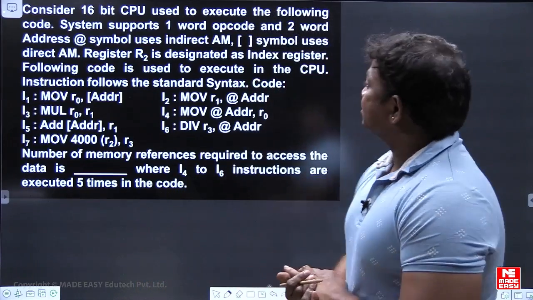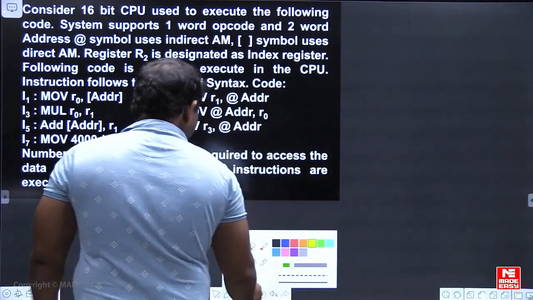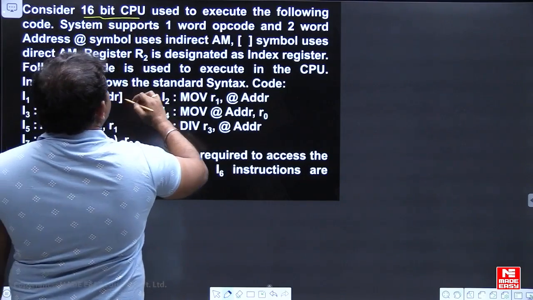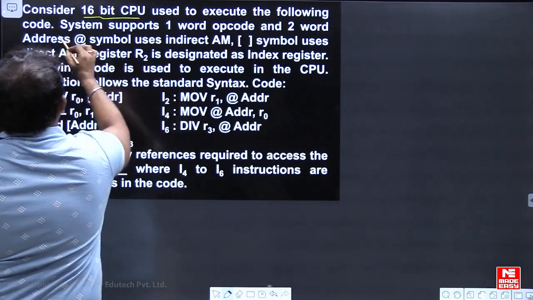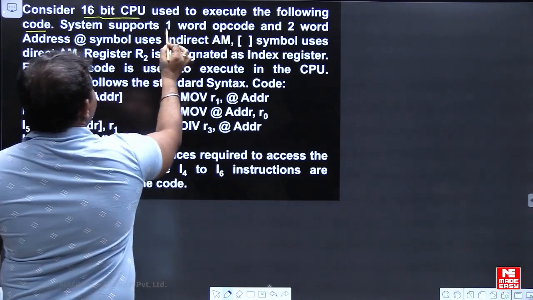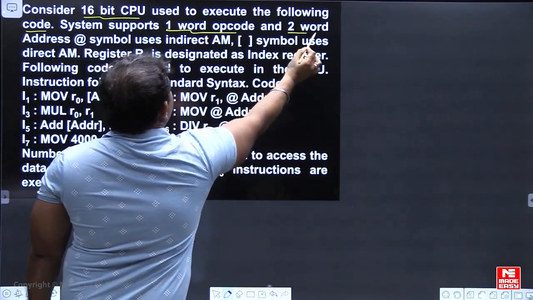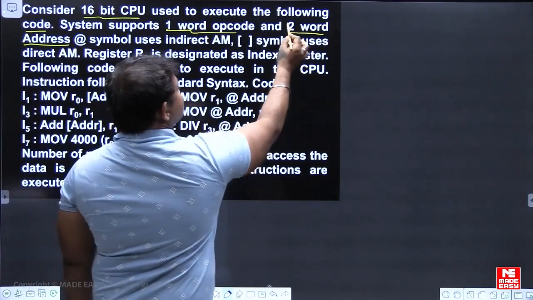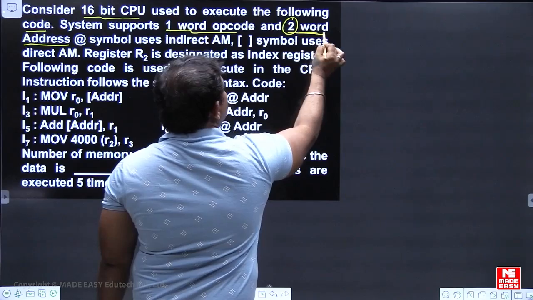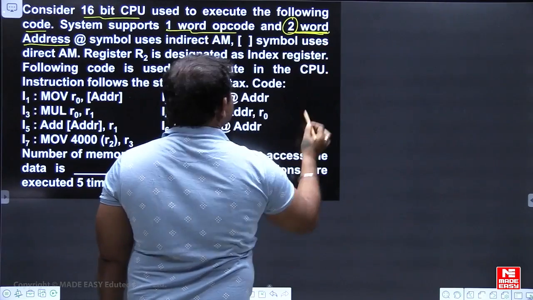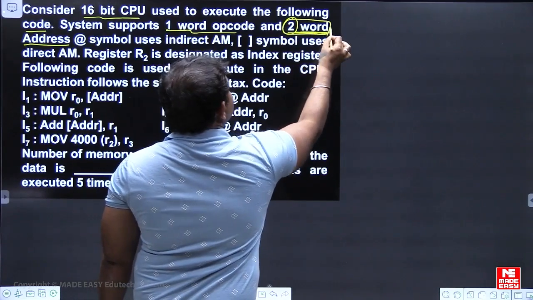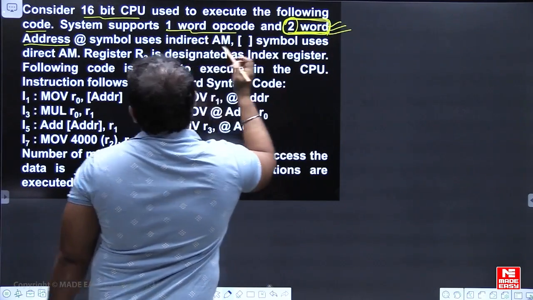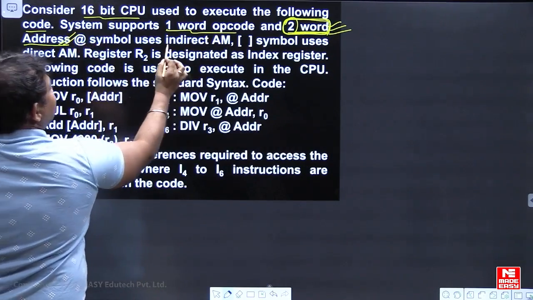Very good. See that. Consider what they mentioned: a 16-bit CPU. Use it to execute the following code. The system supports one-word opcode and two-word address. Again, you need to check this. Address size is 2 words. It is a very important parameter. Two-word address. This address size especially matters when you have the indirect addressing mode.